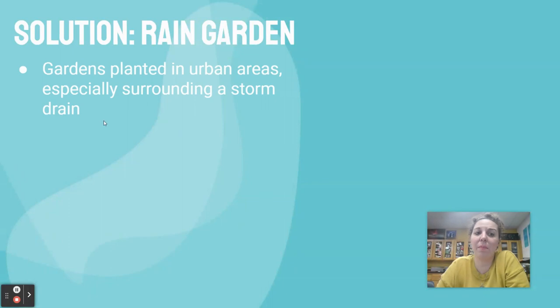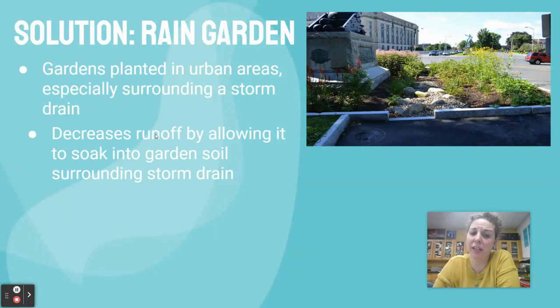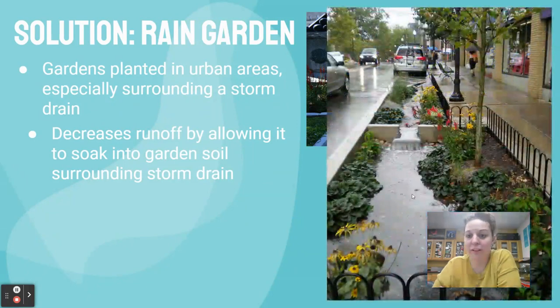All a rain garden is a garden that's planted in an urban area, typically around a storm drain. And so what you're going to see happen is you're going to see less runoff because there's going to be these plants here. There's going to be soil. The water's going to infiltrate down into the soil instead of going to the storm drain. You can see here that water is being channeled into that rain garden and not flooding the road.